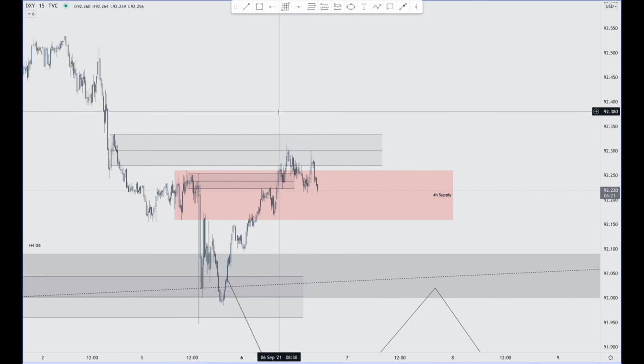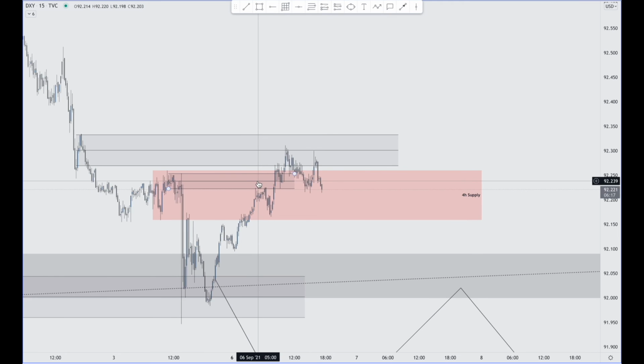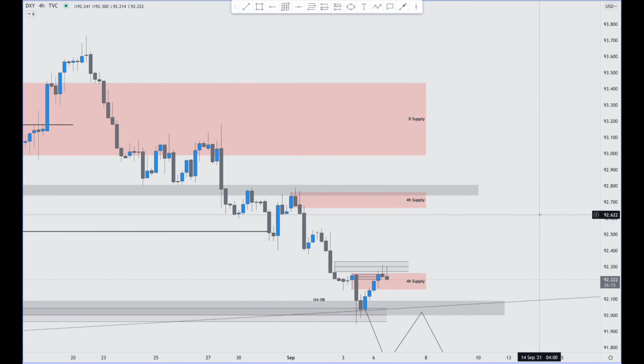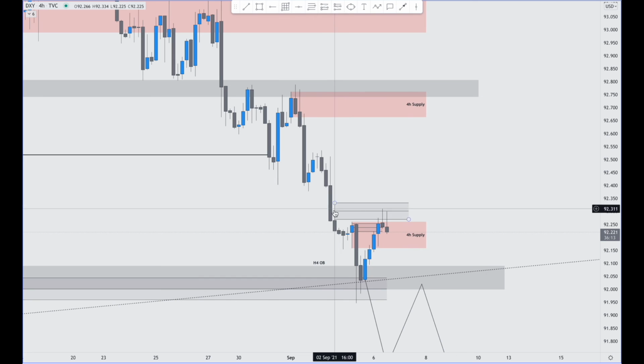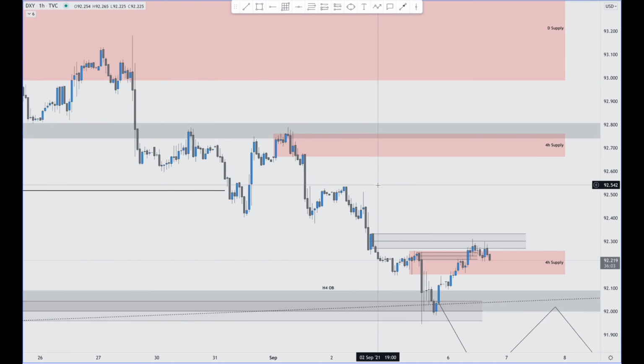When it comes then to the DXY, we did mention yesterday that we might have reacted off of that zone. We actually pushed a little bit higher into the wick that was formed there in order to clear off that price action. We reacted at the 92.300 level, and we're now pushing lower.